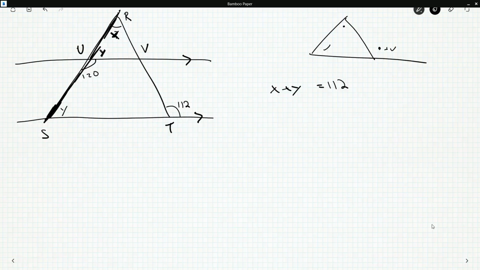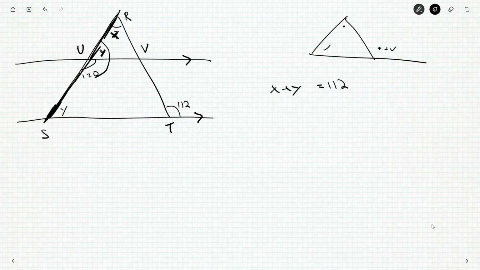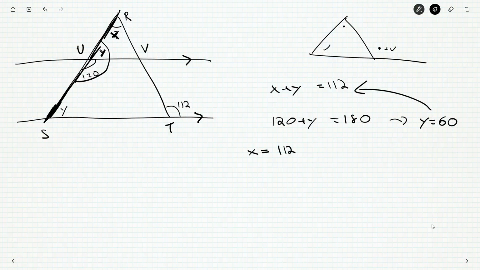So I get an angle of y up here at U. But then look at that, I've got a full 180 degrees, so 120 plus y is 180. From there, I figure out y is 60. I plug it into this expression here. Rearrange, x is 112 minus y, but y is 60. And so I will get x is 52. So 52 degrees is the answer up top.